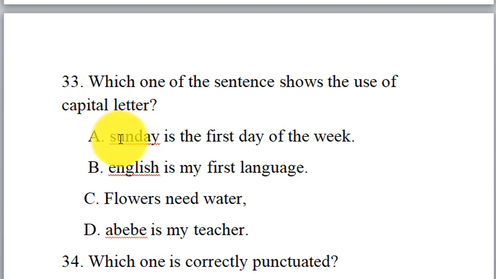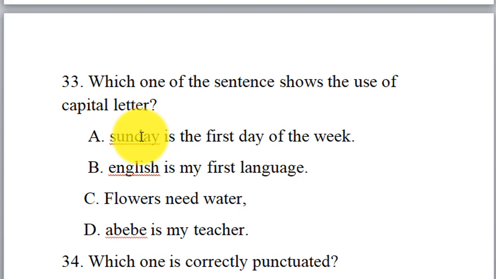The first letter should be capital letter. And also Axum, Gondar, G capital, D capital letter. All these elements should be written as capital letter here. From this perspective, which one do you think is written in capital letter? The one which is not written in capital letter is wrong. So that's not the answer for the given question, right?